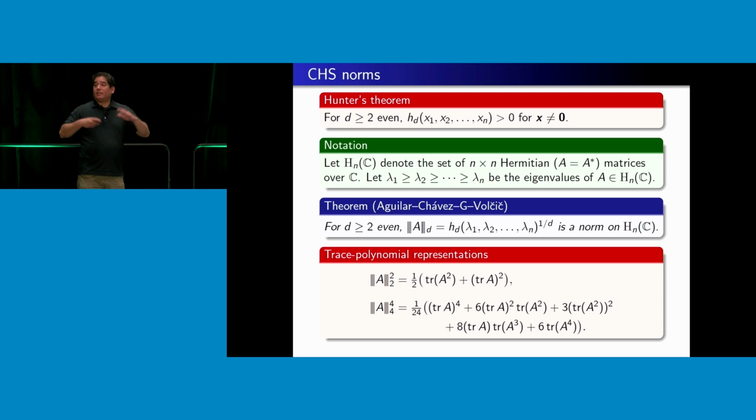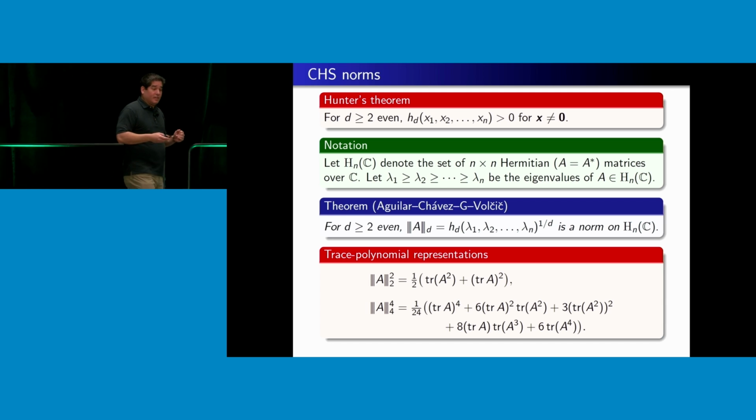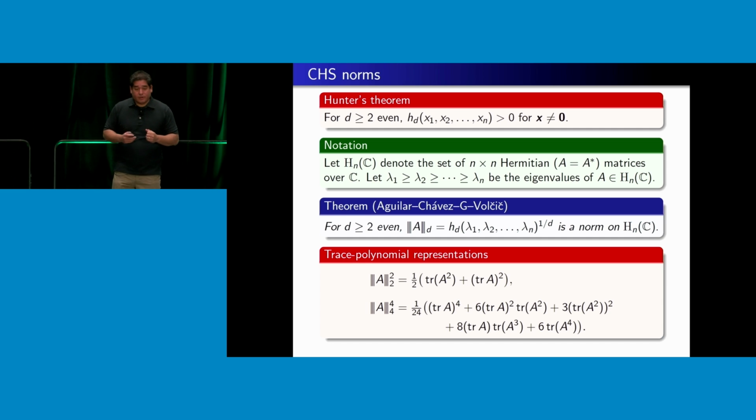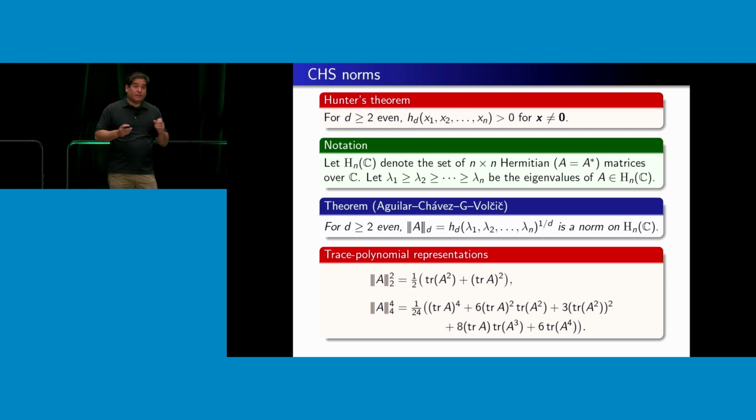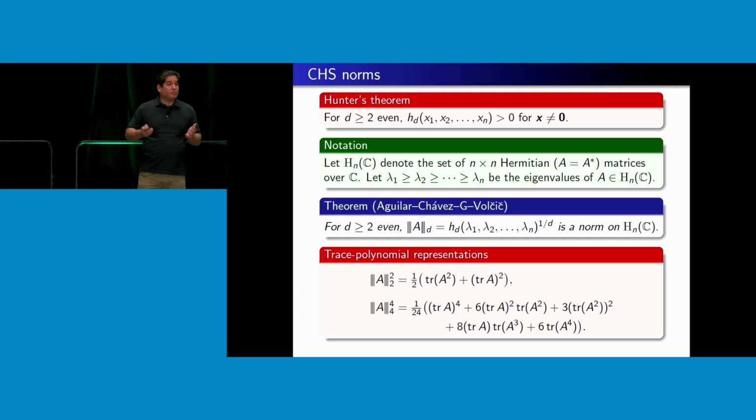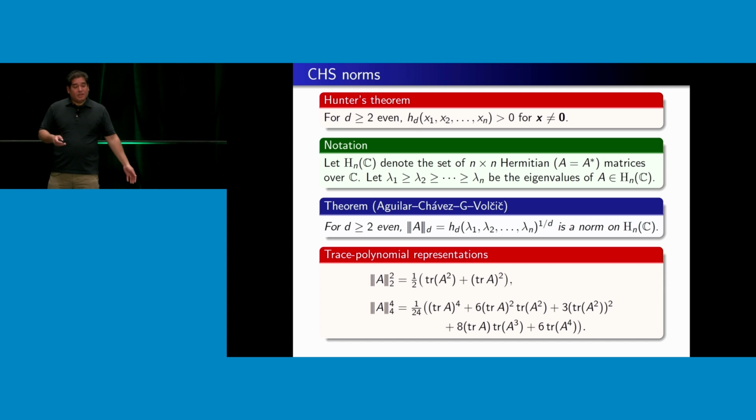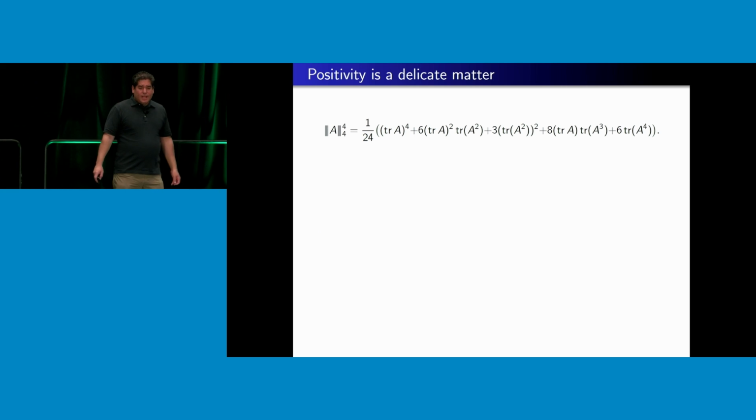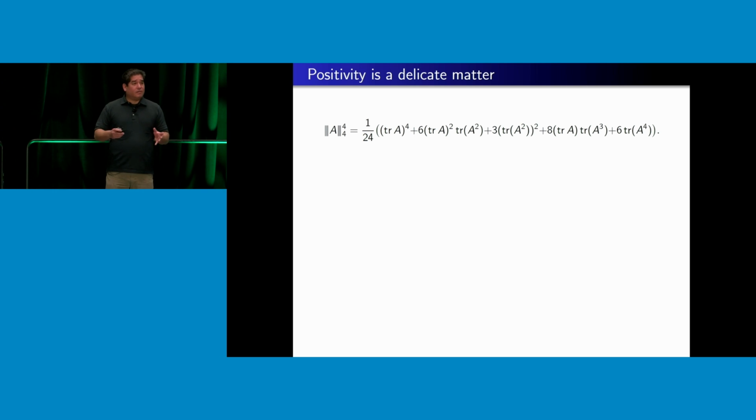Believe me, a lot of people are happy and excited with these sorts of formulas. It's a traditional thing to do in operator theory to convert things into this fashion. The important thing is I can compute all of these without knowing the eigenvalues, because the trace is just the sum of the diagonal entries of a matrix. So I don't need to know the eigenvalues if I have these trace representations. I got all these weird norms coming from Hunter's theorem, and the positivity alone is a delicate matter because Hunter's theorem is a non-trivial result.